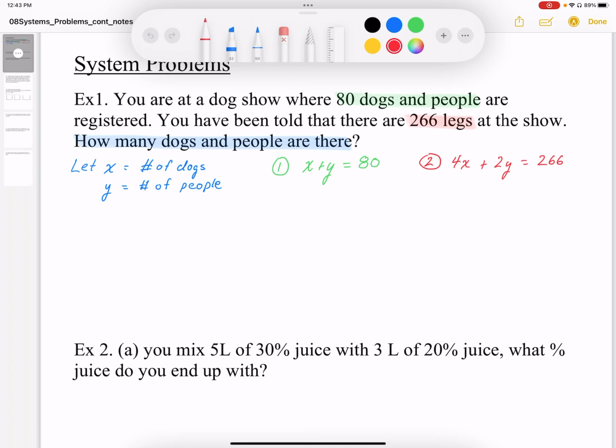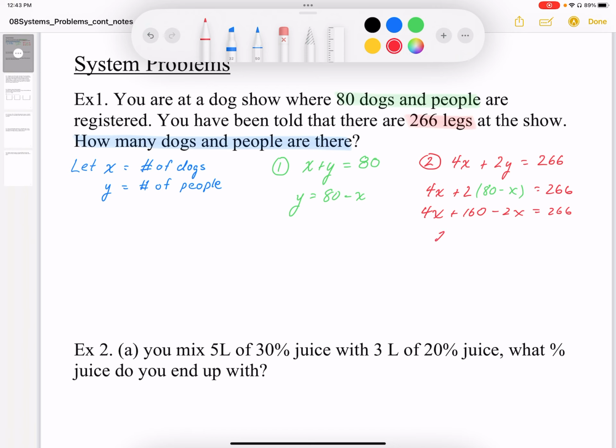Now we're going to solve this. In this case, we're going to do this with substitution. I'm going to say y is equal to 80 minus x, and then replace the y in equation 2. So I'm going to have 4x plus 2 times, and instead of y, we're going to use 80 minus x, and that's going to be 266. We're going to expand these brackets and combine our like terms, so 160 minus 2x equals 266.